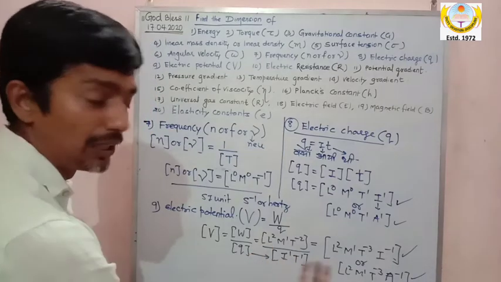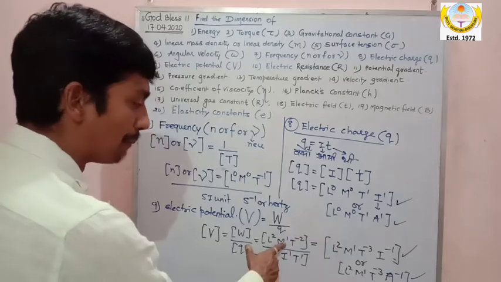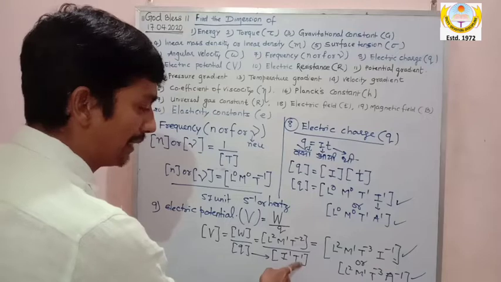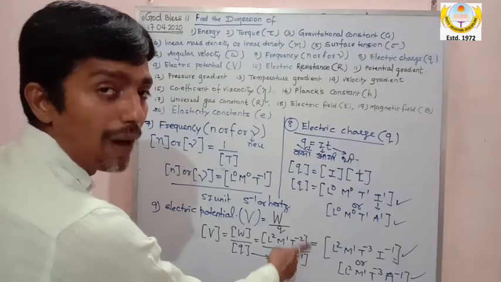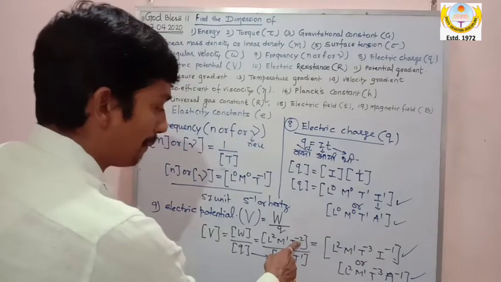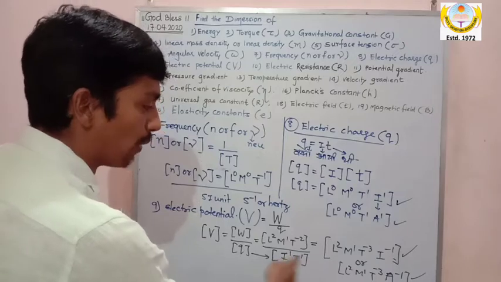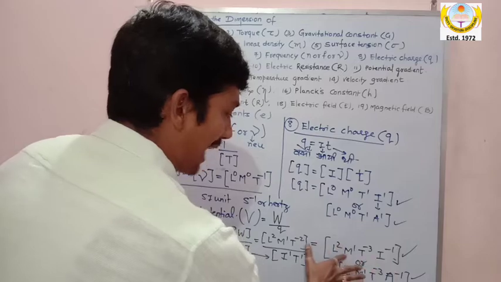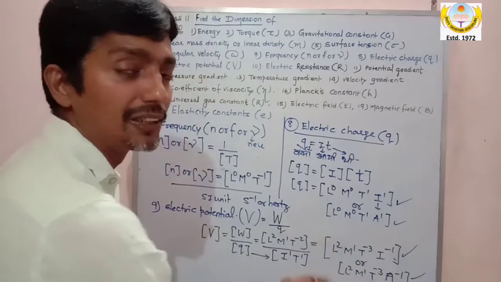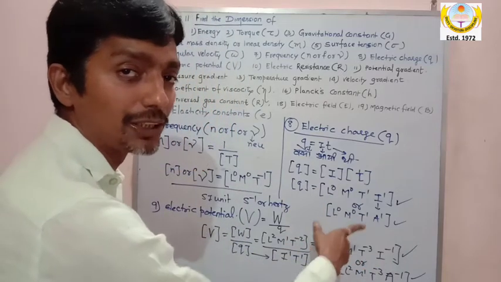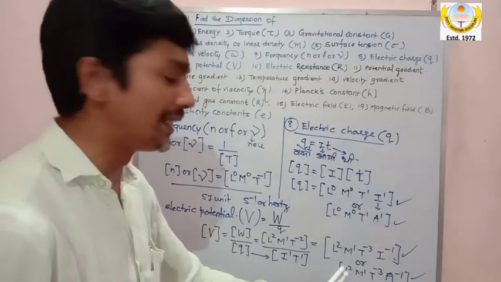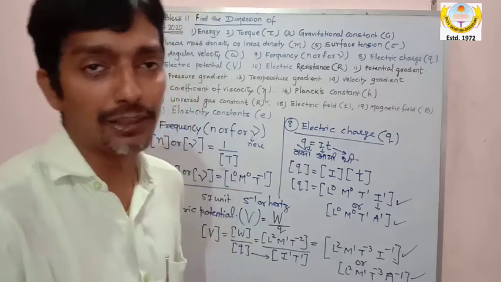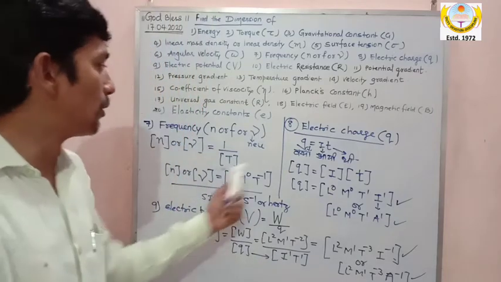L2, in the denominator there is no length, it remains L2. M1, in the denominator there is no mass, it remains M1. T power minus 2, in the denominator it is T power 1. Go up, become T power minus 3, minus 2 minus 1, and I will go up, become I power minus 1. So either you leave your dimension here only, this is the dimension of electric potential, L2 M1 T minus 3 I minus 1, or you can write L2 M1 T minus 3 A power minus 1, in place of I as ampere. So I hope it is clear.